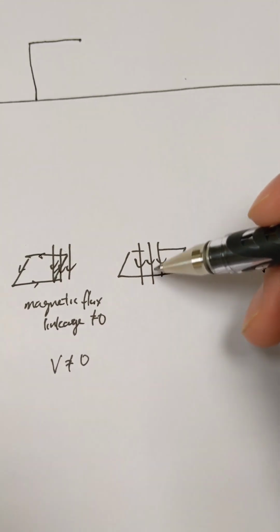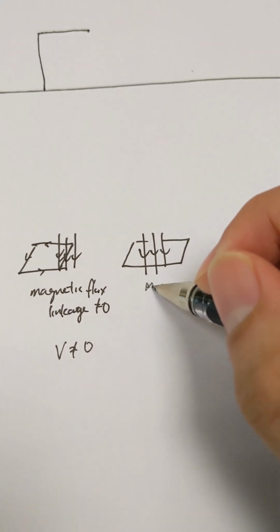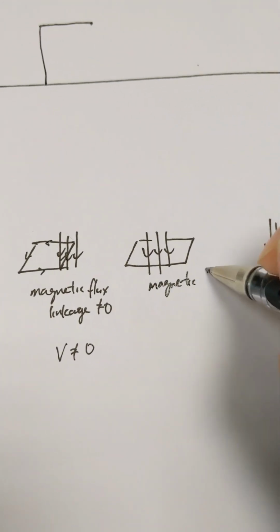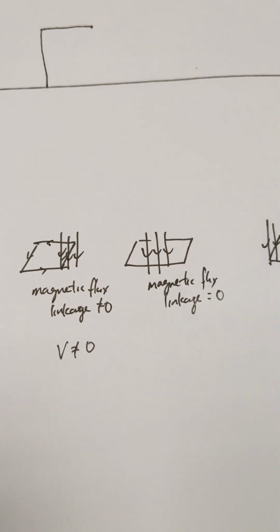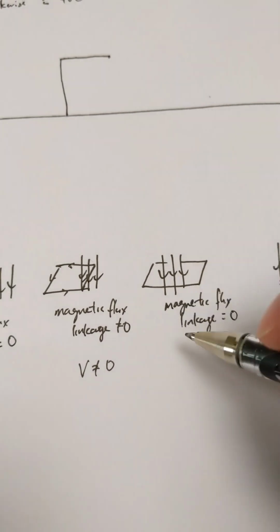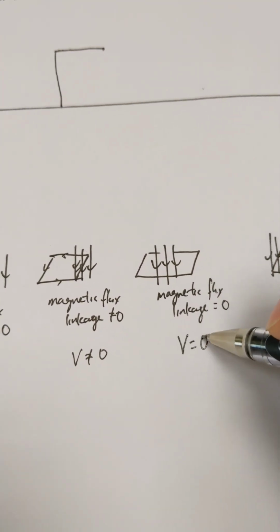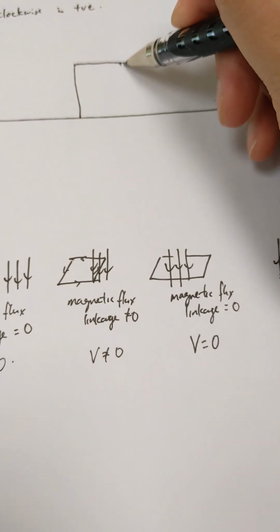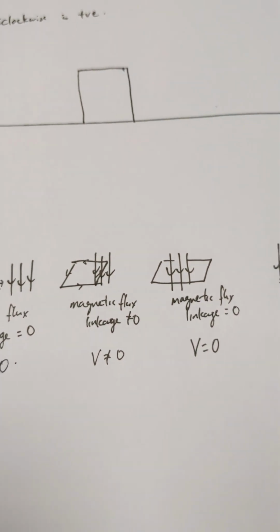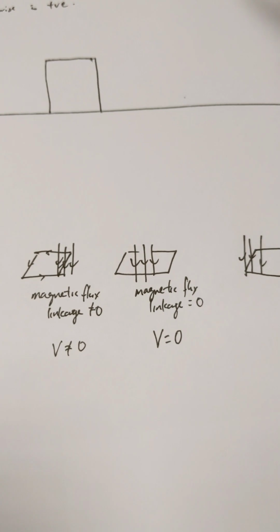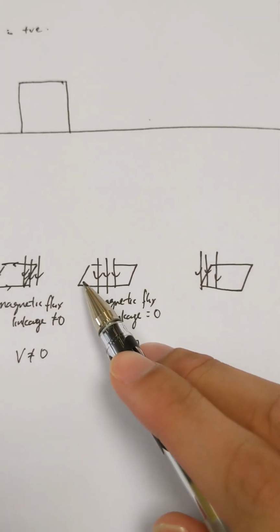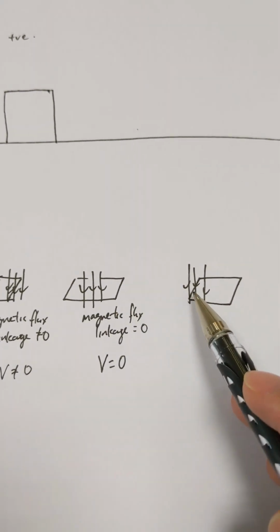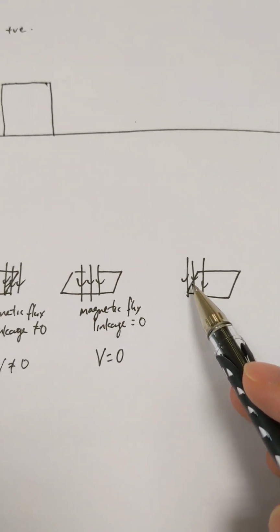So now all the field lines are inside the loop. So my magnetic flux linkage is 0. Nothing's been cut. So if nothing's been cut, my voltage is also 0. So therefore, I get a drop in voltage, back to 0. Now the field is smaller than the loop, so it's going to be inside the loop for a while. Eventually, it's going to hit the other side, right?